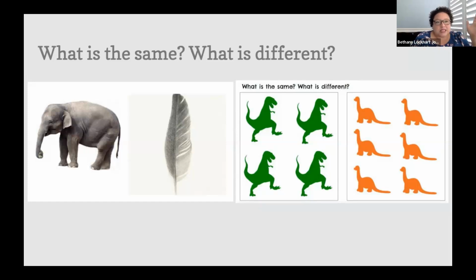And there are tons of these available. You can make your own. My team and I used to make our own, and you can have students make their own and share it out.